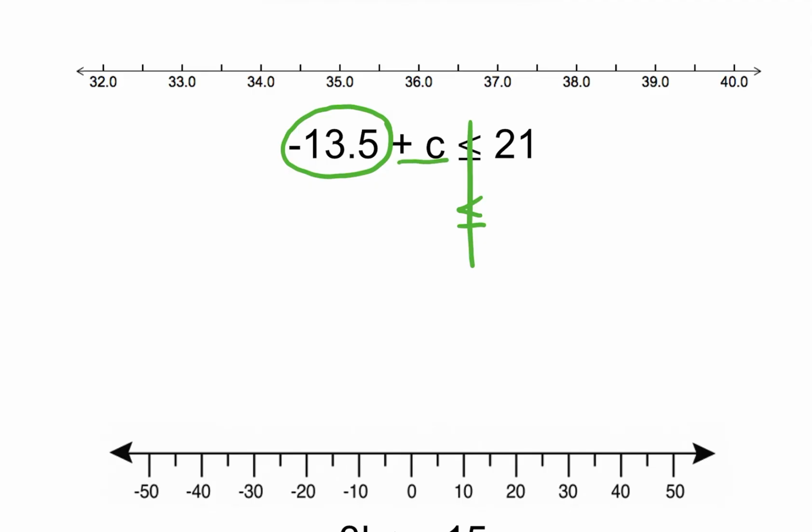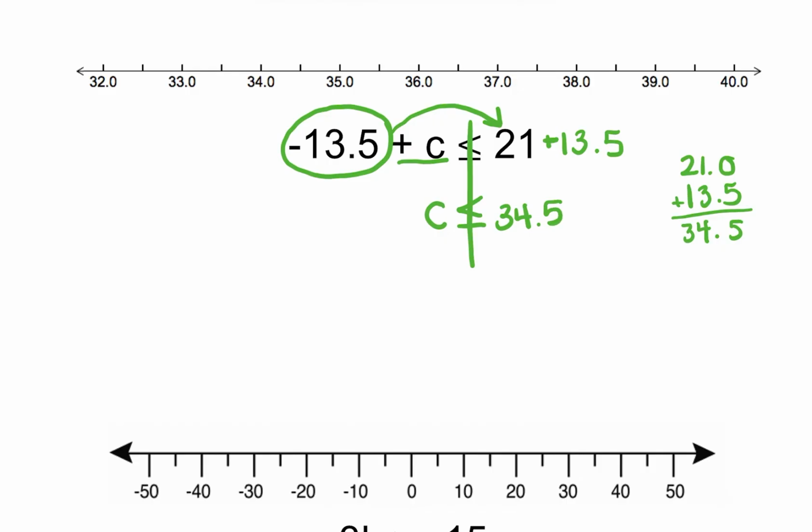Again, that positive goes with the c. So I'm not doing the opposite of adding, I'm doing the opposite of -13.5. So what is the opposite of -13.5? Positive 13.5. c is left, and then when I add decimals, I need to line them up. 13.5. Bring it down, so 34.5. Okay, so that is my final answer.